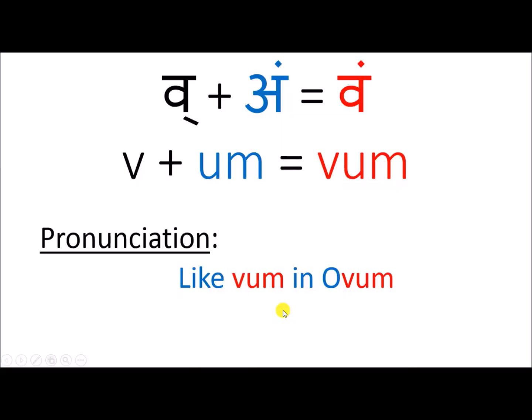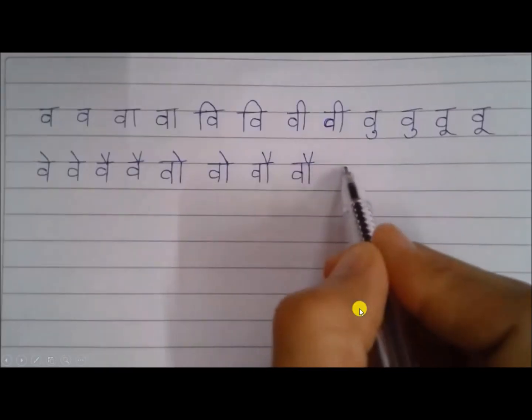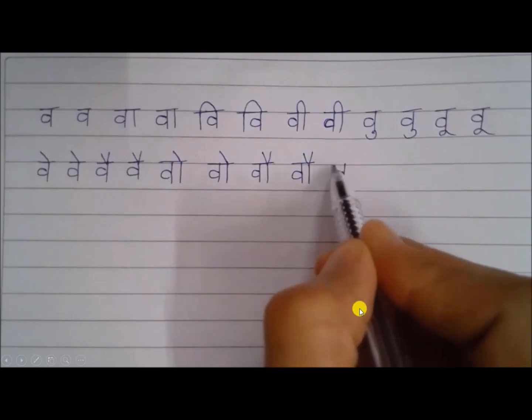Yes. The next sound is wum. You get this sound wum when we add V to the anusvara. V plus anusvara equal to vum. And vum is pronounced like vum in ovum. Okay, and vum is written like this.